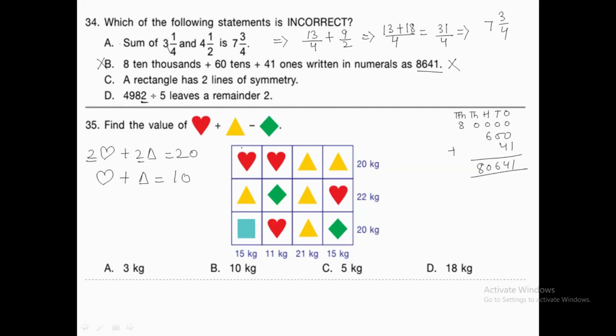Now we can see from this row that heart plus triangle plus square, the value of these three things is 15 kg, and we know the value of heart plus triangle is 10 kg. So what will be the value of a square? If we subtract 10 from 15, that is 5. So the value of a square is 5.